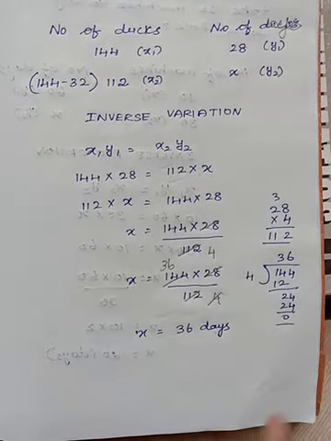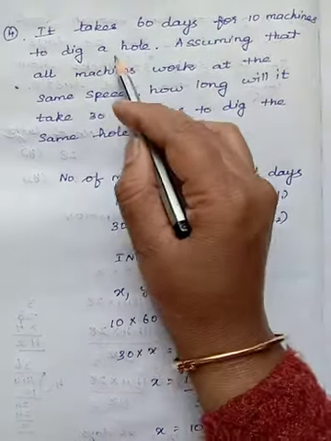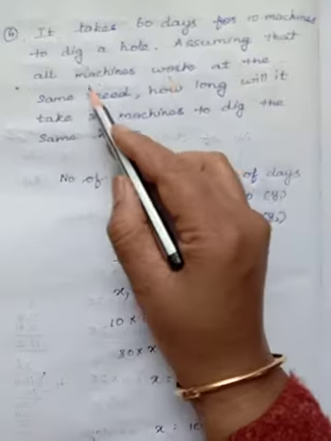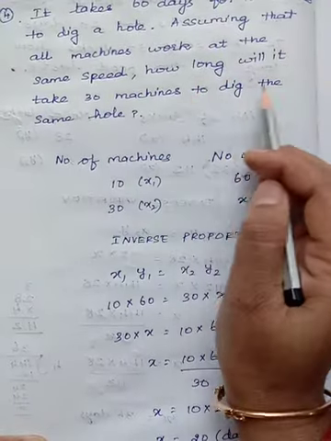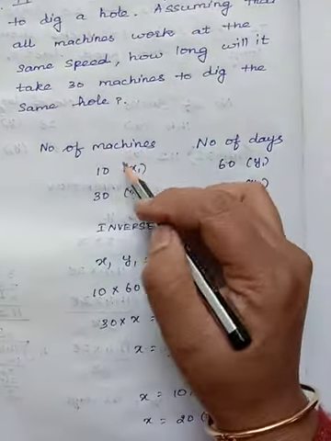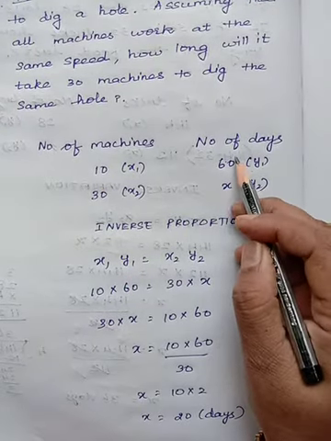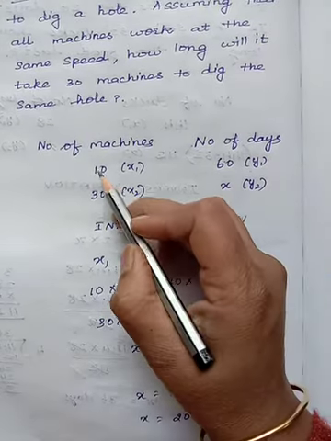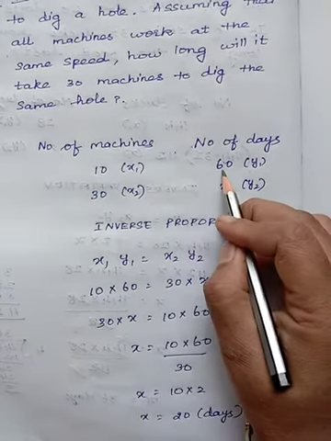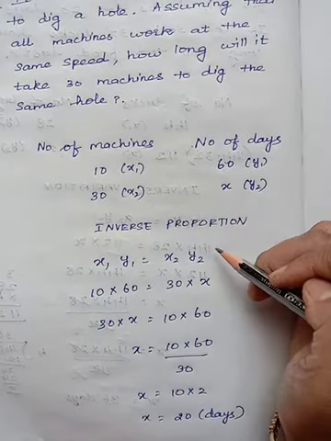Next is your fourth one. It takes 60 days for 10 machines to dig a hole. Assuming that all machines work at the same speed, how long will it take 30 machines to dig the same hole? So the number of machines is 10, the number of days required is 60. The number of machines is 30, the days unknown. With more machines it will finish soon, so it is an inverse variation.